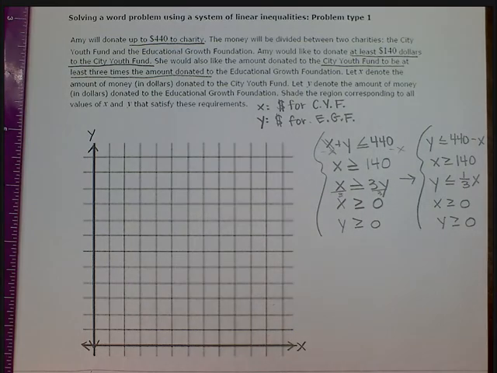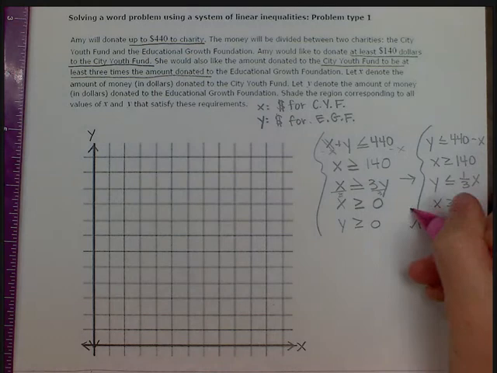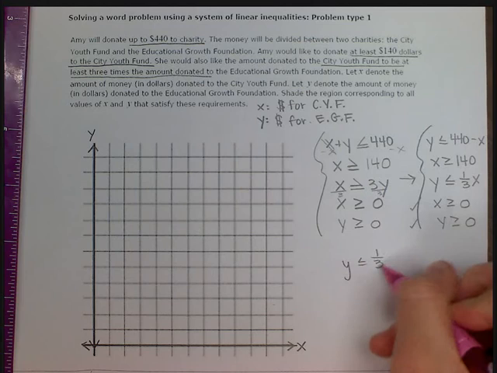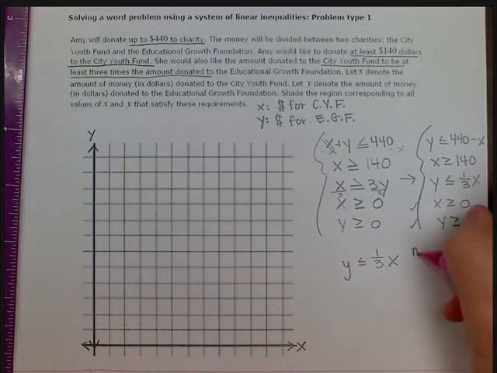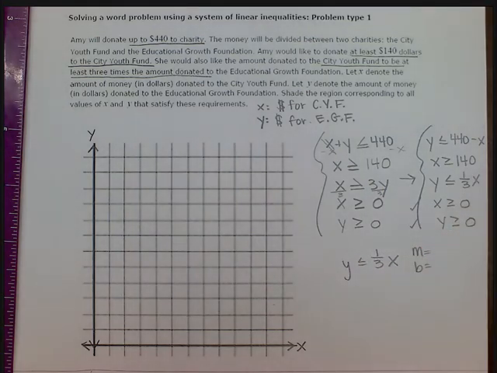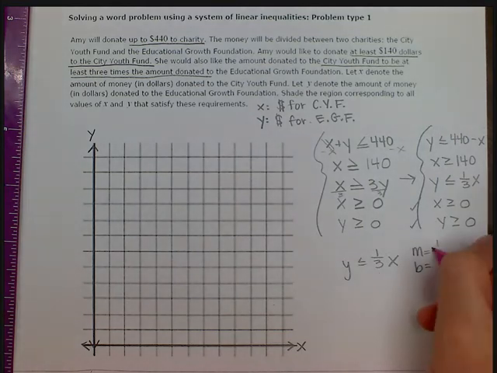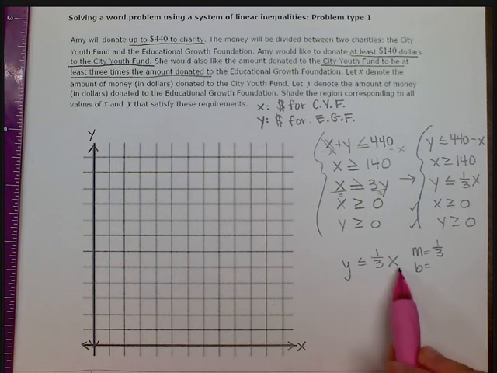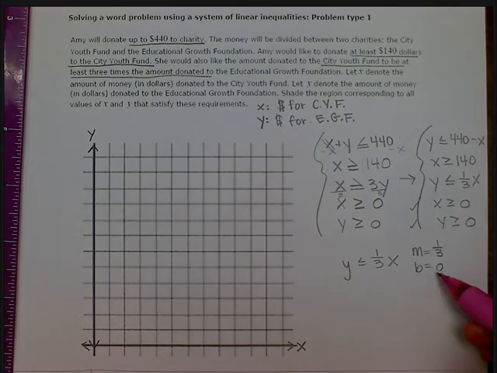Alright, so we've checked this one off, and we've checked this one off. So now let's look at y is less than or equal to 1/3 x. I want to graph using my slope and my intercept. I know my slope is always the number next to the x, so my slope is 1/3. I know my y-intercept is always the constant, or the number by itself. Here, I don't see a number by itself, so I know that my y-intercept is 0. So I have my information, and I need to figure out how to graph it.